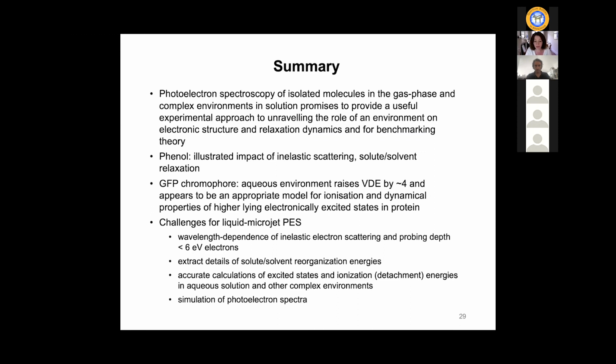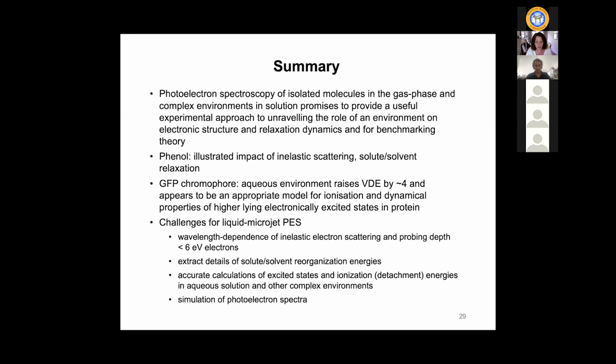There's a lot of information in the spectra and we can't get it out yet. The wavelength dependence of inelastic electron scattering and the probing depth of 6 eV electrons is really unknown. And if we could understand this and model this, then this would allow us to get a huge amount of extra information from our experimental photoelectron spectra. It would allow us to extract details of solute-solvent reorganization energies much more readily.